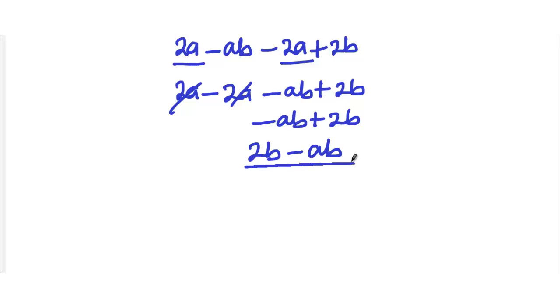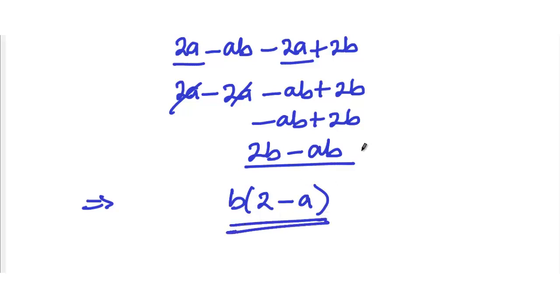Well, this is the final answer. However, it can still be simplified further. How do I mean? B is here, B is here. I can factor B out. So I can still say b(2 - a). How? B times 2, that's 2b. B times minus a, that will give us minus ab. So in case the answer is not presented in this form, this is correct, and this is also correct.